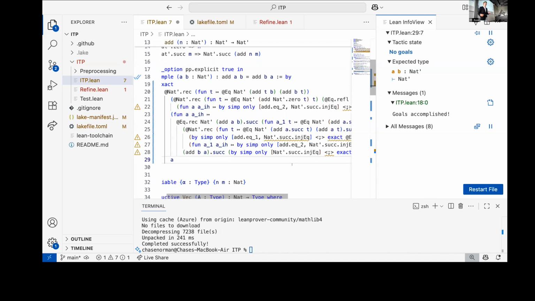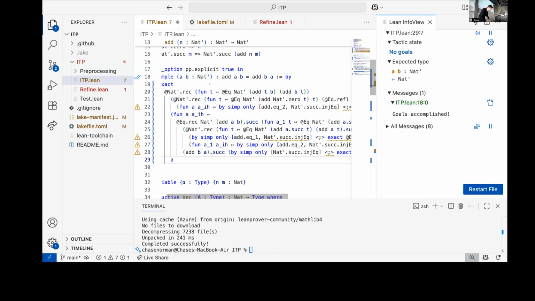So if you've ever tried to prove the commutativity of addition on the natural numbers, you know that it's usually a multi-step process. First, you prove that 0 plus n is equal to n for all n. That's an induction proof. Then you prove that the successor of n plus m is equal to the successor of the quantity n plus m. That's also an induction proof. And finally, then you can do a third induction to prove that addition is commutative.